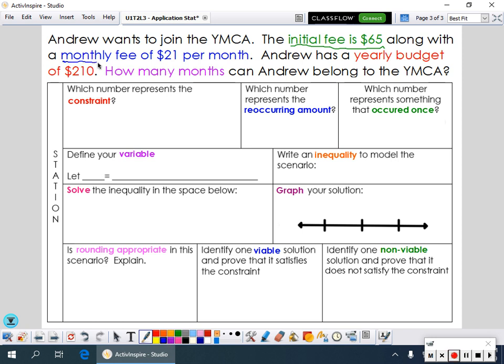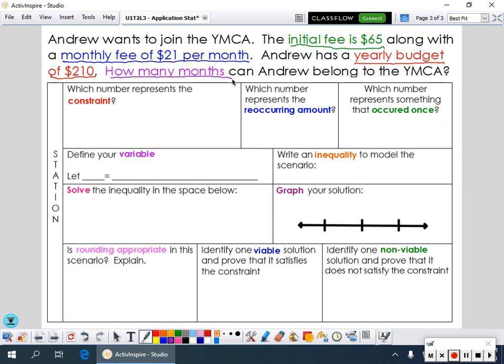So he has to pay an initial fee when he joins the gym of $65, and then he also has to pay $21 every single month. Andrew has a yearly budget of $210. That's all the money he has to spend in a year on the YMCA is $210. And the question you're being asked here is how many months can Andrew belong to the YMCA?